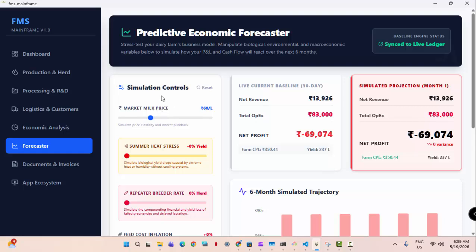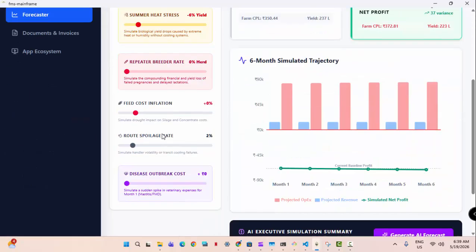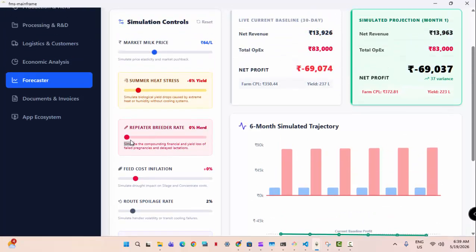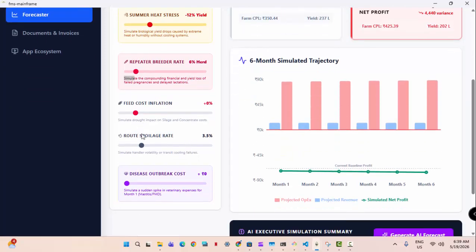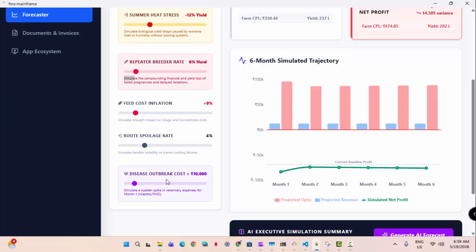Then we have this predictive forecaster, wherein we can just simulate how our farm could perform, or if we are having any issues like we have repeated breeders, or there is a chance of heat stress, or spoilage, contingency for spoilage, or disease outbreak is when you look at this disease simulation.